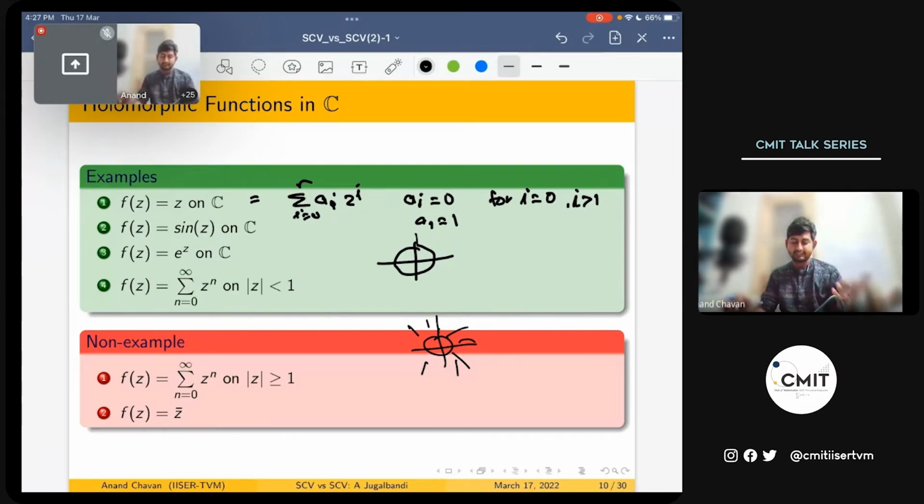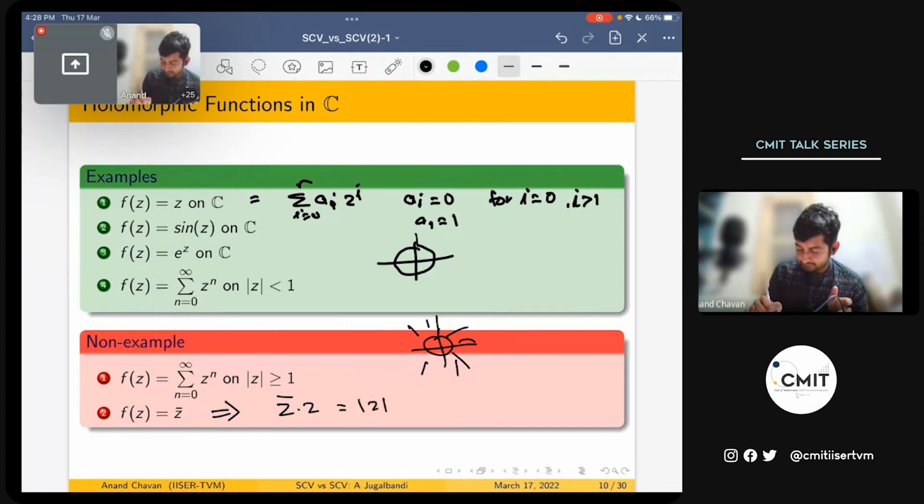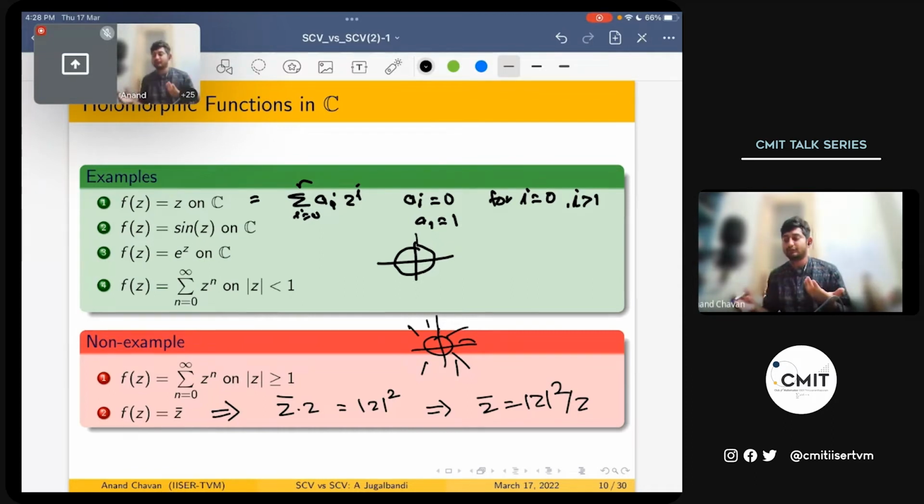And the second example is f of z equal to z bar. Now, we can't write this function in terms of z. The best possible thing we have is the property that z bar times z is mod z squared. So if you want to write z bar in terms of z, the best thing we can do is z bar equal to mod z squared upon z. But we want a polynomial, so the z term should have a positive degree, but here it's a negative degree. So this is not a holomorphic function.